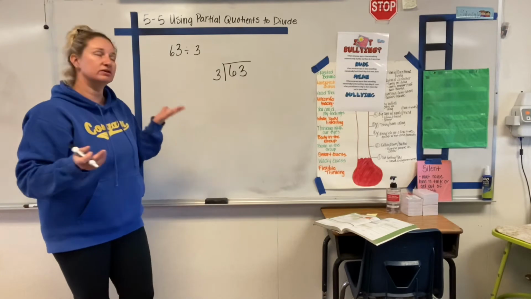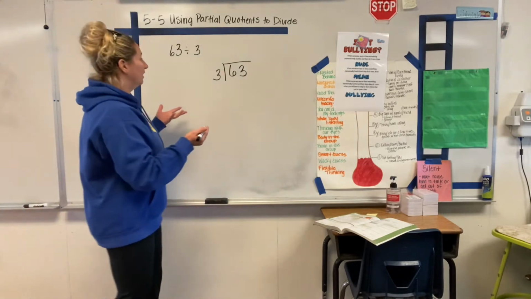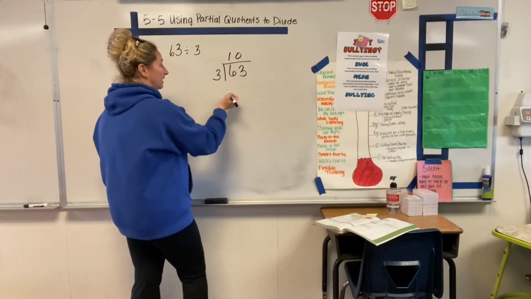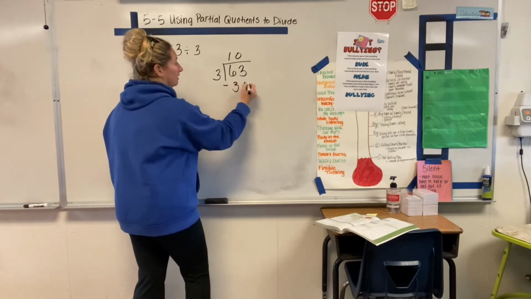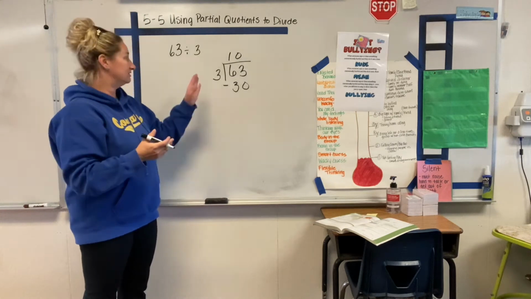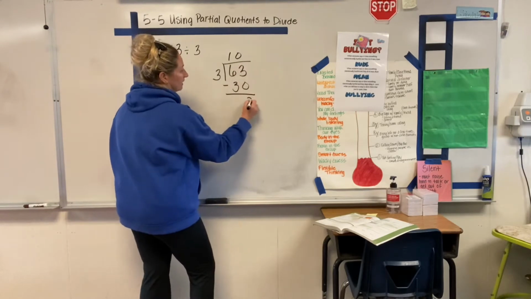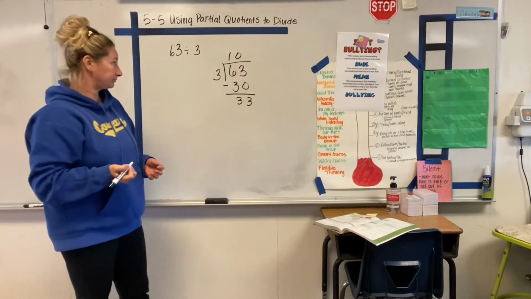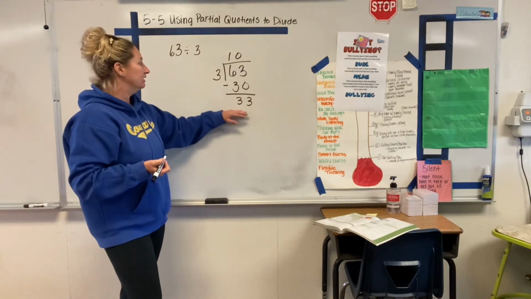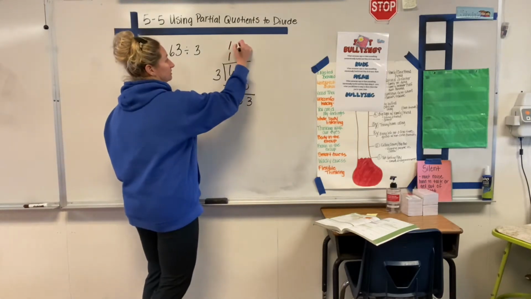So I could say, well, I know that 3 times 10 is 30. So I can do that, okay? So I know it goes in at least 10 times, and then I'll subtract 30 from 63 to see what I still have left to see how many more times 3 can go in, okay? So that would be 33. Okay, well, there's another 30 there and a 3. So I know that 3 can go in 10 more times. So I'll just put that on top here.